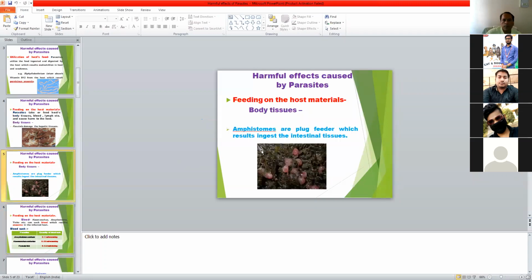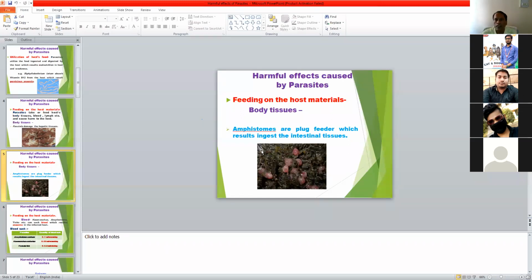Then one of the important parasites is amphistomes. There are various species of amphistomes. One of the most common amphistomes is Paramphistomum cervi, a stomach fluke. पहले हम बोले हैं हीमोंकस इज ए स्टमक वर्म, वो निमेटोड है.